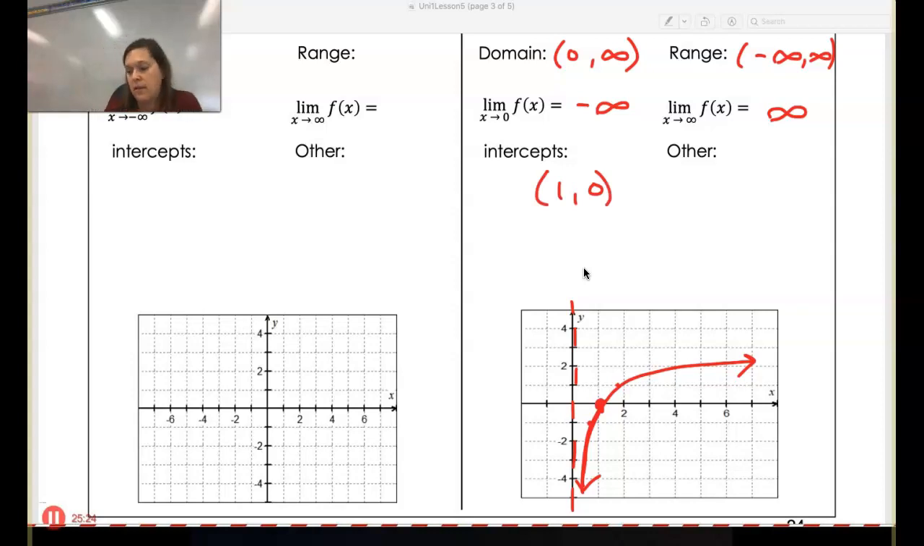Do we have symmetry? Nope. We have a vertical asymptote at x equals 0. It's continuous. I already said that there's no symmetry.